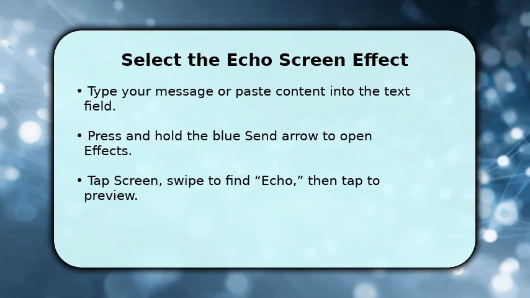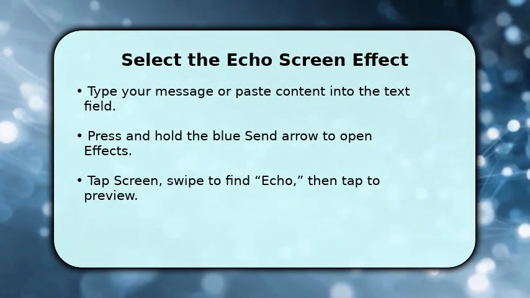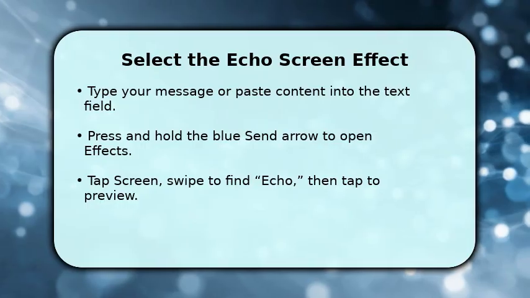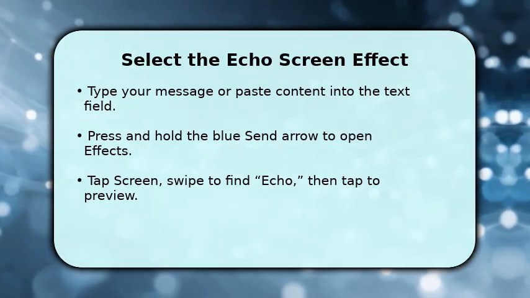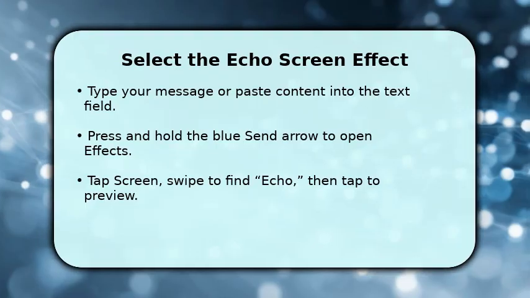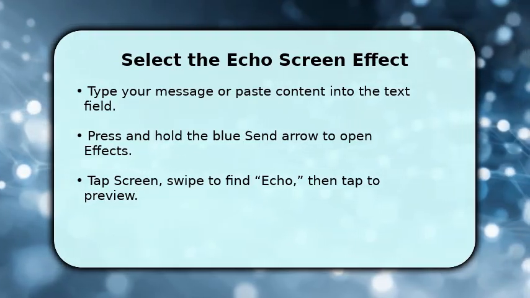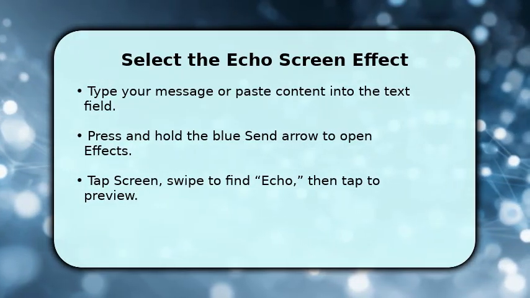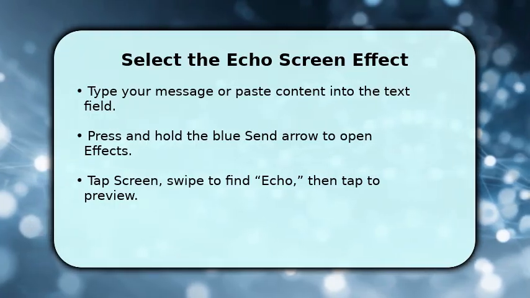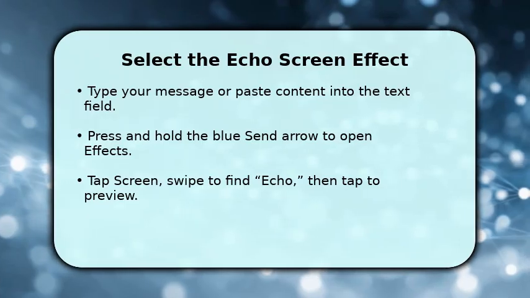Now you apply the echo effect. After composing, press and hold the blue send arrow. This opens the effects panel. Tap the screen tab at the top, then swipe left or right through the options until you see echo. Preview it so you know how it will look. Echo replicates your message across the screen for dramatic emphasis.